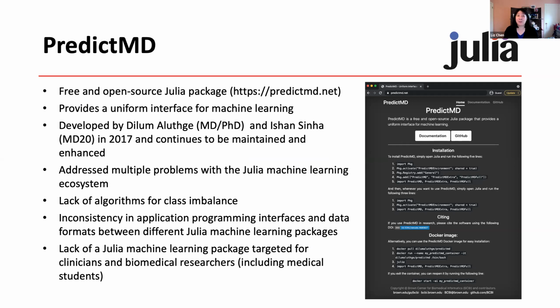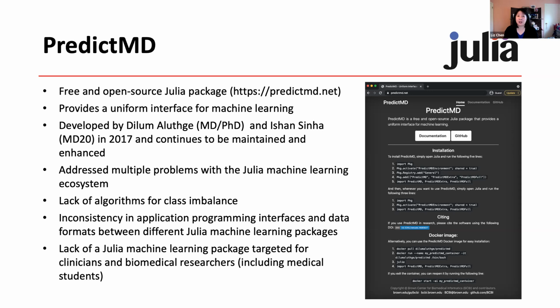But at the time, machine learning, there wasn't a lot in it. So it wasn't advanced like Python with having things like scikit-learn, and R having a lot of other statistical machine learning. So these students spearheaded this effort to develop this machine learning package, which they called PredictMD, and really addressed, because there was a lack of a package at that time, and really targeted clinicians and biomedical research, really to help them with AI research, including medical students.